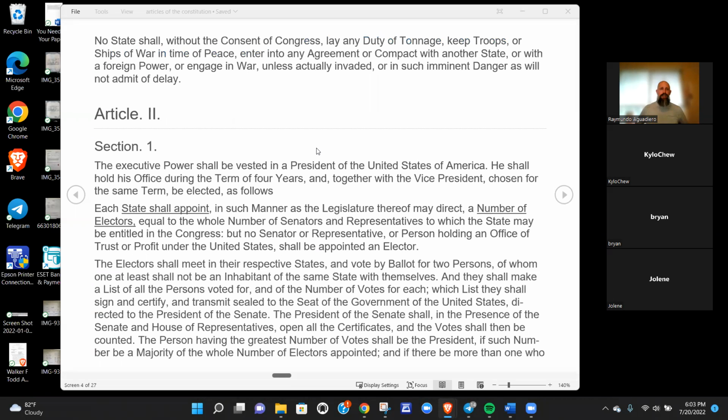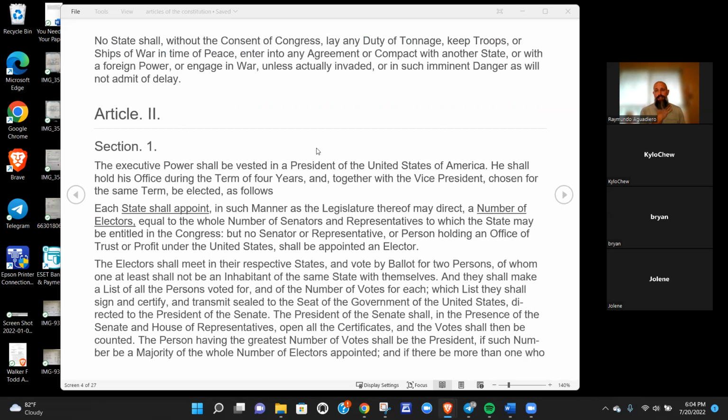Oh, one last piece. I didn't get all of it in there. No state shall, without the consent of Congress, lay any duty of tonnage, keep troops or ships of war in time of peace, enter into any agreement or compact with another state, or with a foreign power, or engage in war, unless actually invaded or in such imminent danger as will not admit of delay. So the state of Colorado cannot basically prepare for war, hold war machines, or ships of war, in a time of peace if we're not engaged in a war.